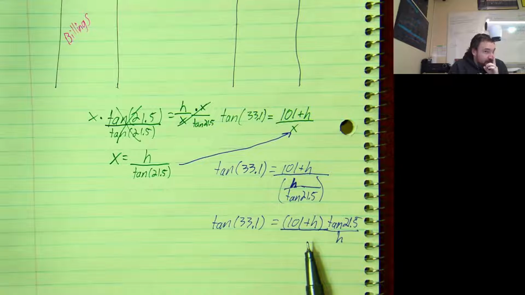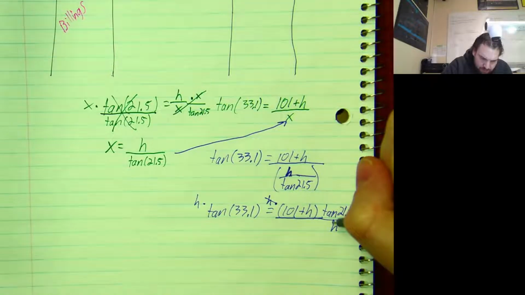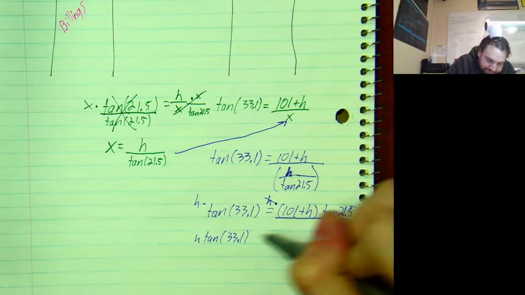We could multiply h on both sides. That would get it out of this denominator. That might help us. Getting rid of denominators is always good. So let's do that. I'm going to multiply h on both sides. We've got that, and now we have h tan 33.1 equals 101 in brackets plus h, close the brackets, tan of 21.5.